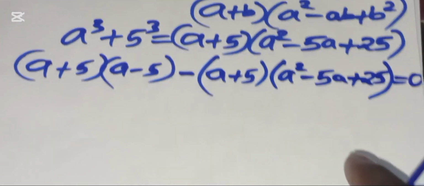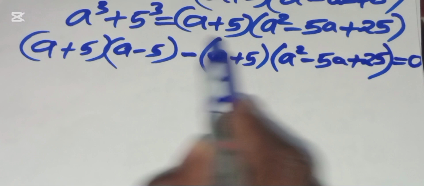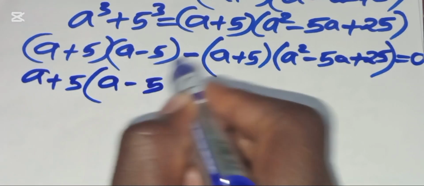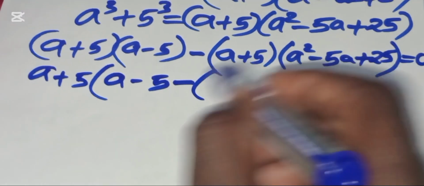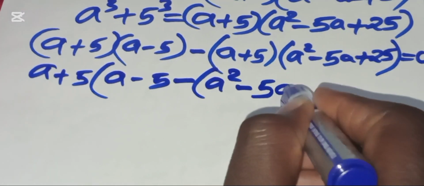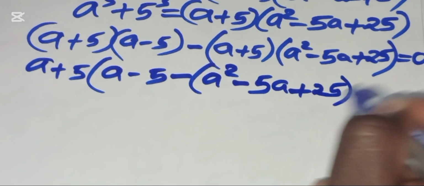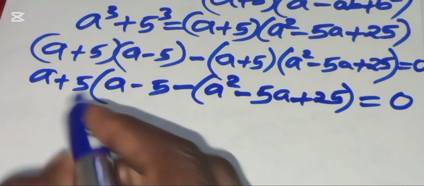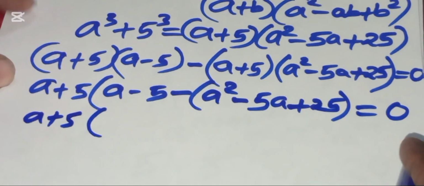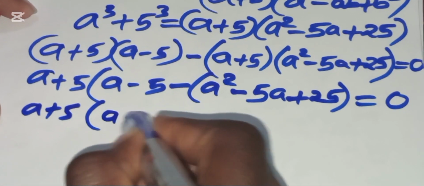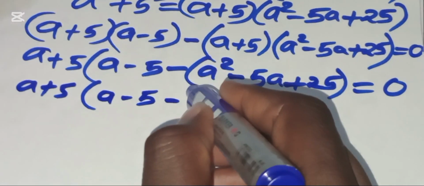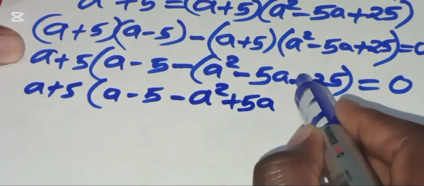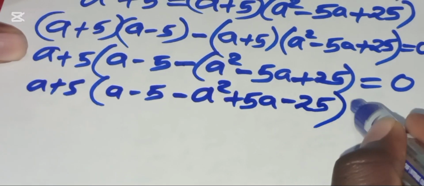From what we have here, a plus 5 is common. So we factor out a plus 5. Into the parentheses, we'll have a minus 5, subtract the second part, a squared minus 5a plus 25. This is equal to 0. Now we have two parts here. We have a plus 5 times the parentheses: this is a minus 5, subtract a squared, now plus 5a, negative times plus 25, this is negative 25. This is equal to 0.